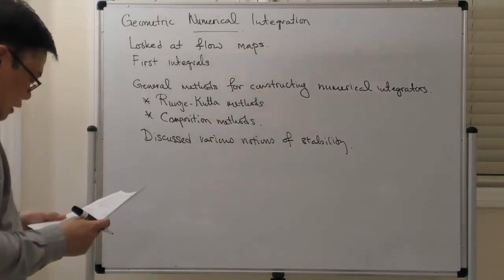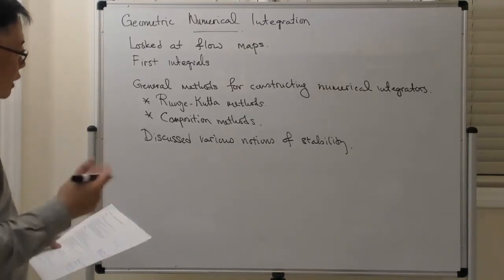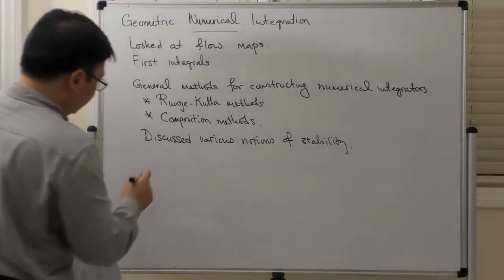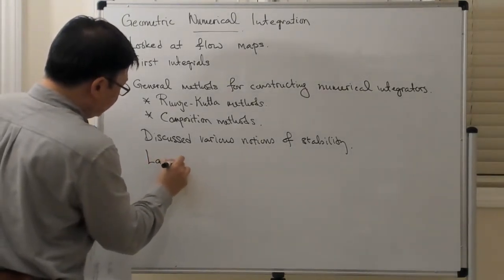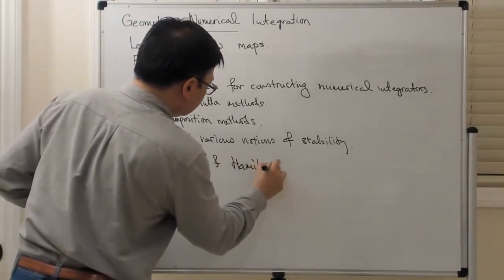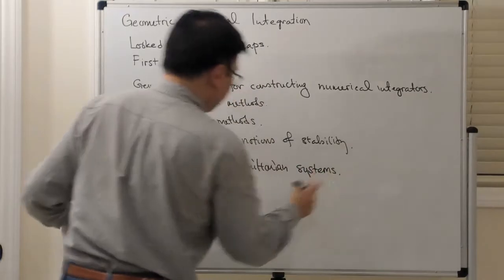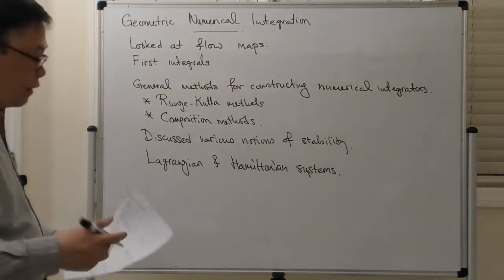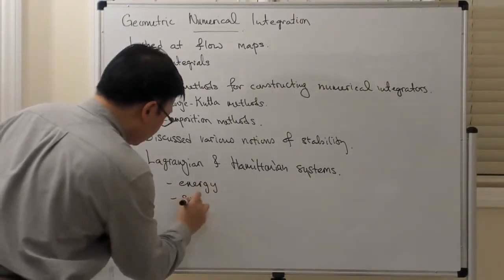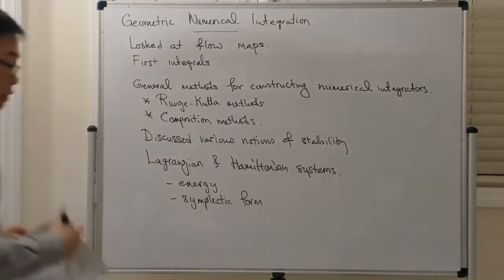Okay, then we stepped back for a bit, and we talked about an important class of dynamical systems with geometric structure, and these were Lagrangian and Hamiltonian systems. And in particular, in that context, we talked about invariants like the energy, like the symplectic form. And we also discussed Noether's theorem, right?